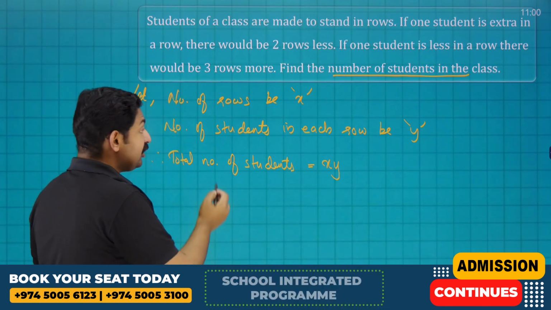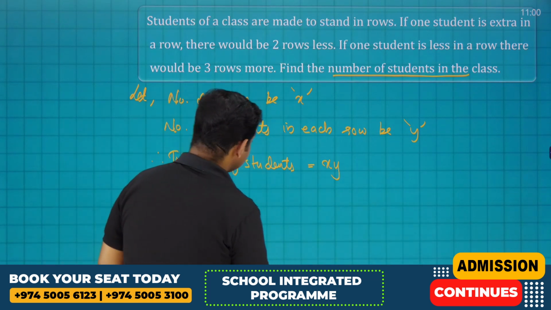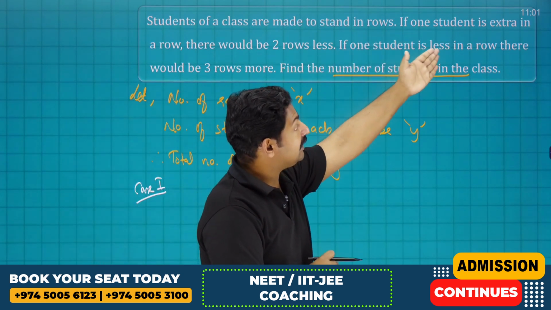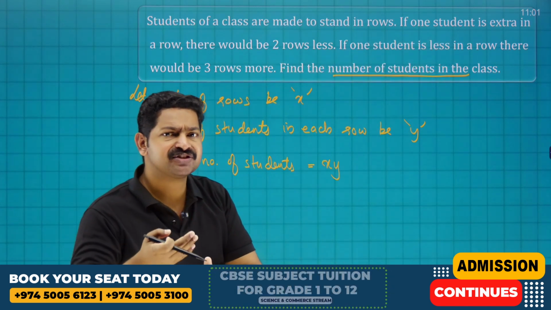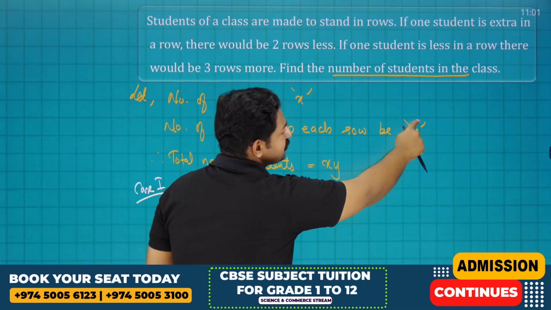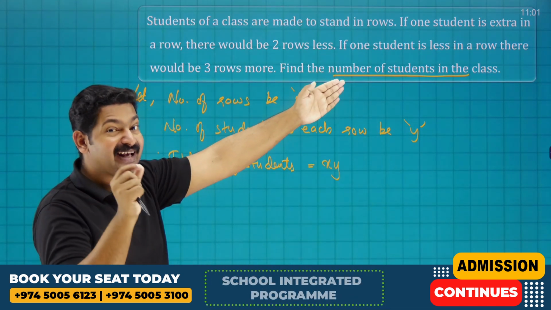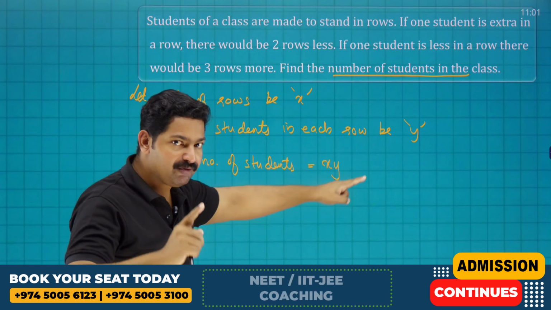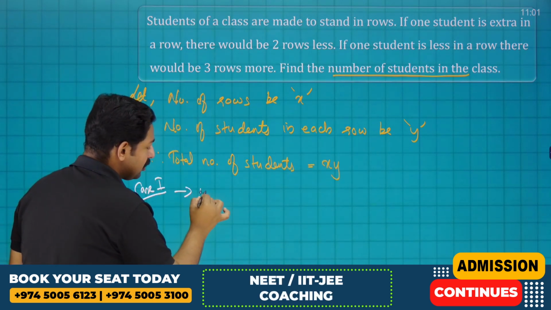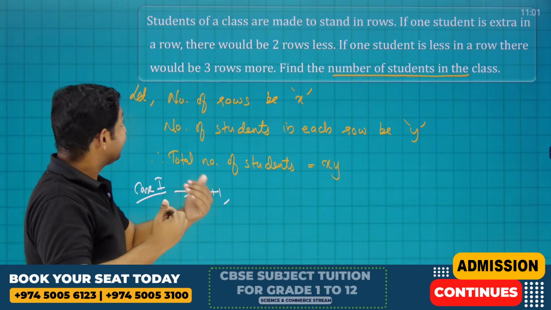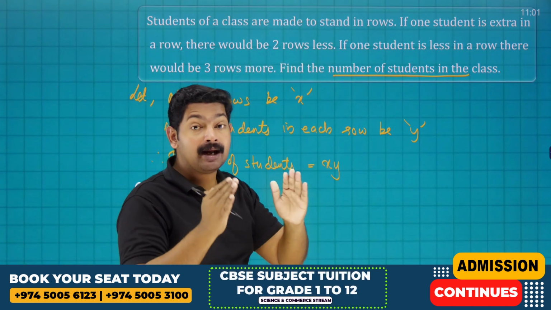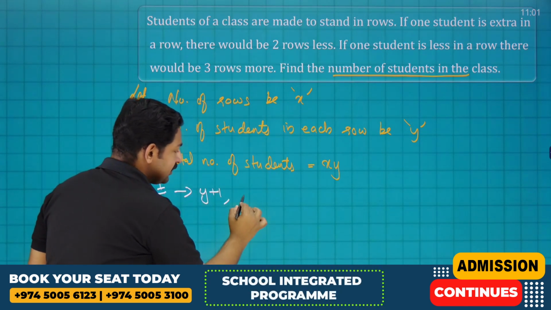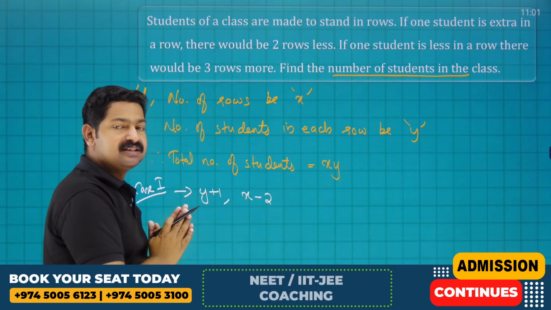Now we can see what conditions are given, what cases are given here. So the first case, case 1. What is given? If one student is extra. One student is extra means, here we have taken the number of students in each row as y, right? It is given that one student is extra in a row, so one student extra means y plus 1. Then there would be 2 rows less. The number of rows becomes less by 2. The number of rows was taken as x, so it becomes x minus 2. So this is what happens in the first case.